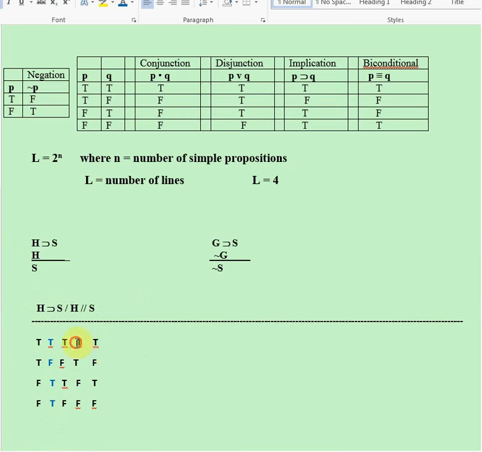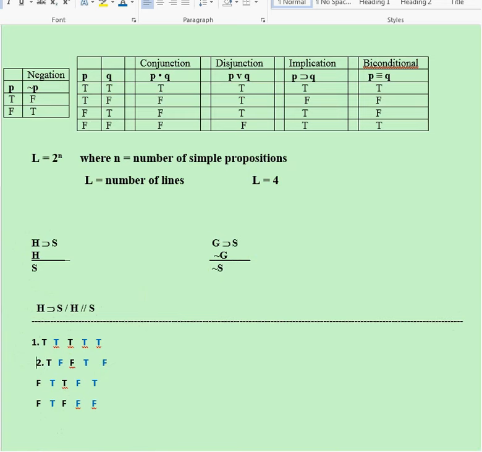And so the key here is to ask ourselves, is there a line such that the premises are true, but the conclusion is false? And if there is such a line, then the argument turns out to be invalid. Why is that? Well, remember that the definition of validity is that if the premises are true, the conclusion has to be true. And so if there's a violation of that definition, that is to say if there's a line in which the premises are true but the conclusion is false, then the argument is automatically going to be invalid.